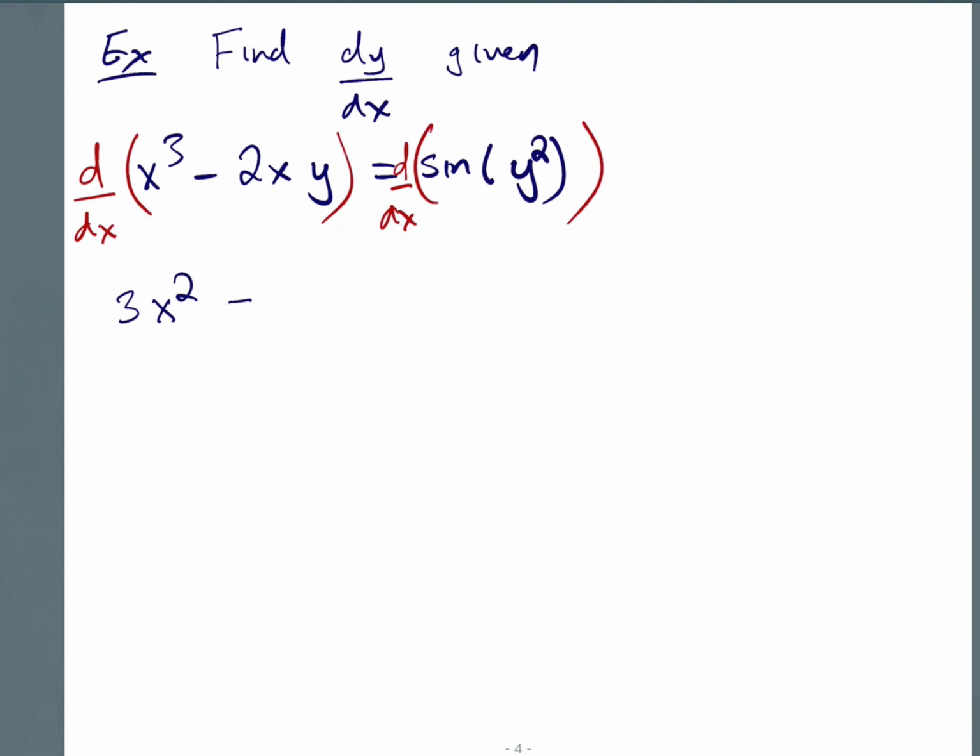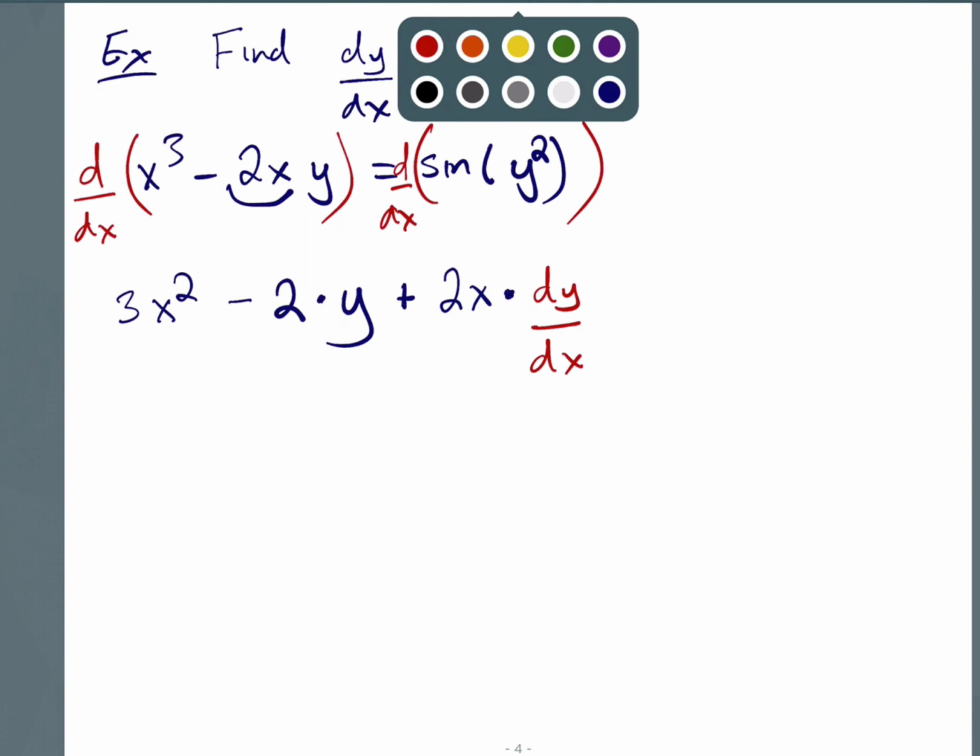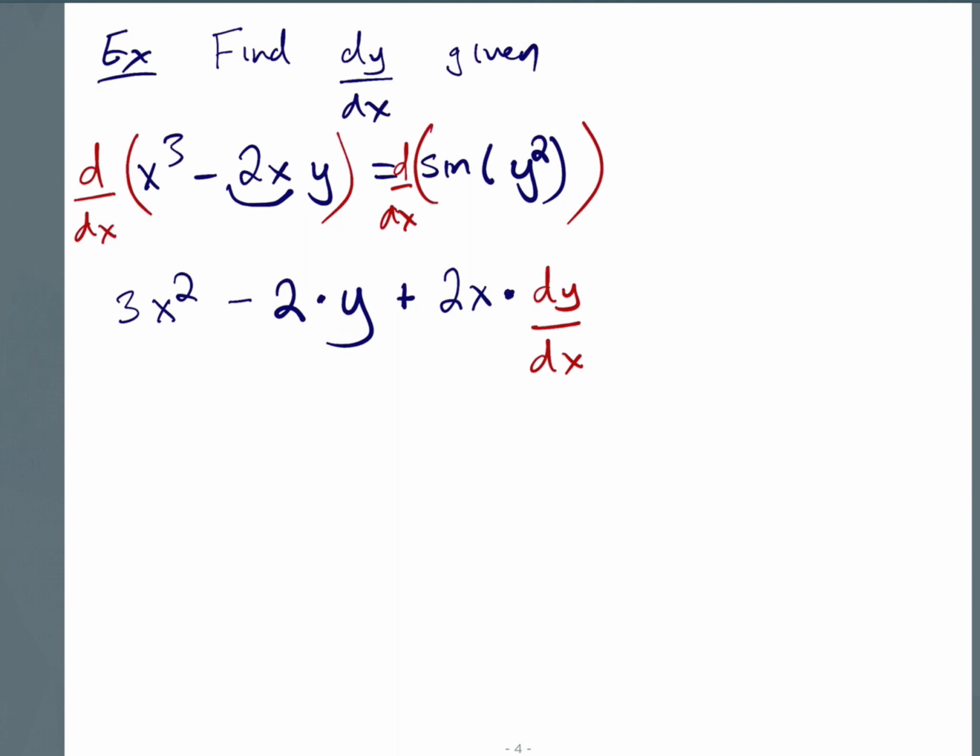So let's see. What's the derivative of, let's say we combine 2 and x together? So the derivative of that is 2 times what? And then plus the derivative dy dx times the first one. So 2x times dy dx. dy over dx. Does that look okay now?